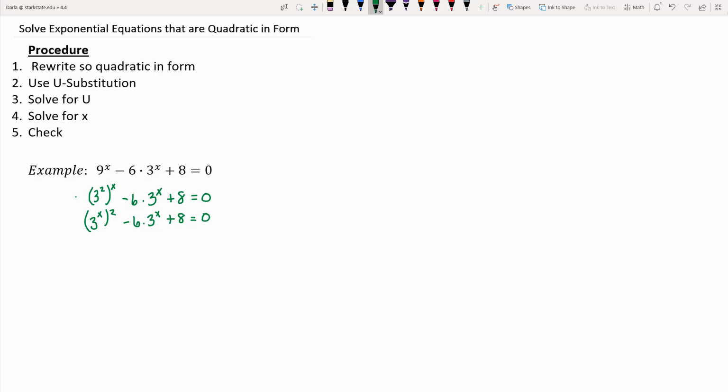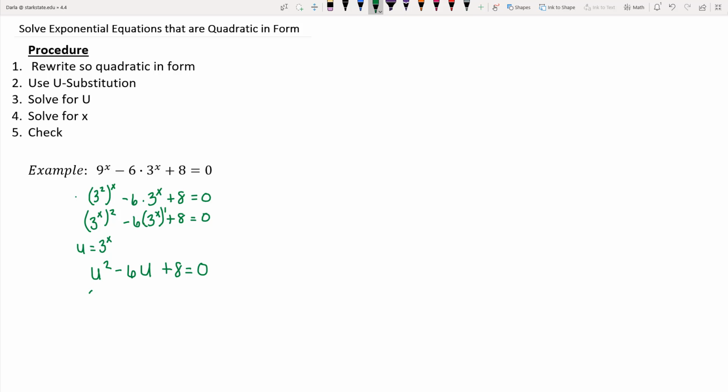And notice that you have this 3 to the x raised to the second, and then this is 3 to the x raised to the first, technically, even though there's no number written in there. And so that's quadratic in form. And so the idea of using u-substitution now is let u equal that common piece that's raised to the second and raised to the first power, so that equals the 3 to the x, and rewrite your equation with that u instead of the 3 to the x. So it becomes u raised to the second power minus 6 times u plus 8 equals 0, and you see that you do have a quadratic that you can solve for u.